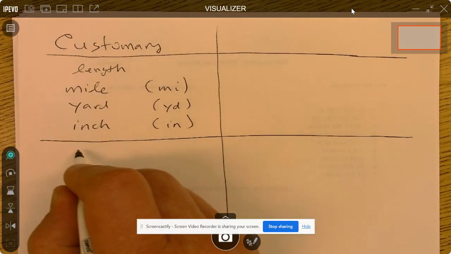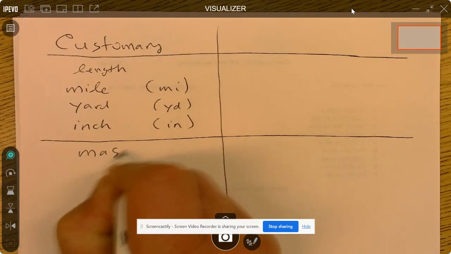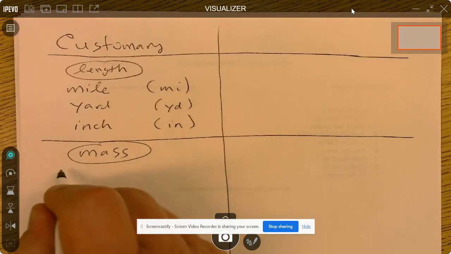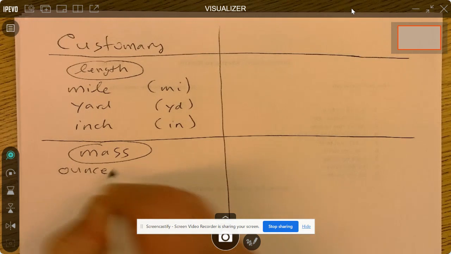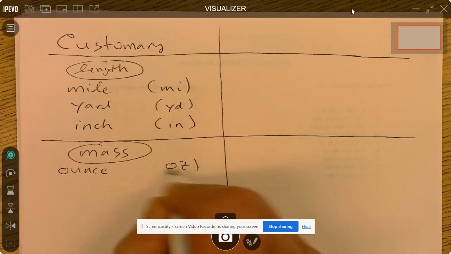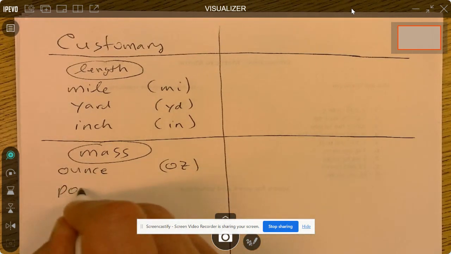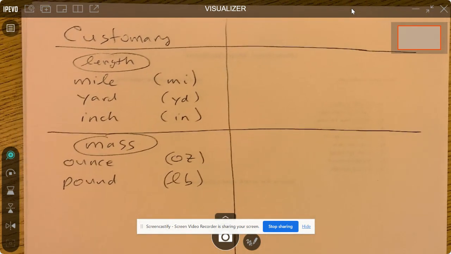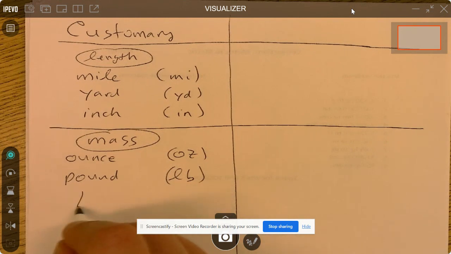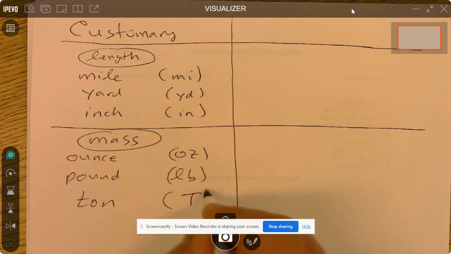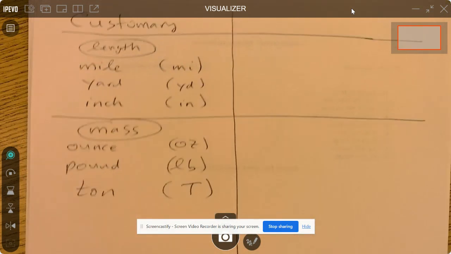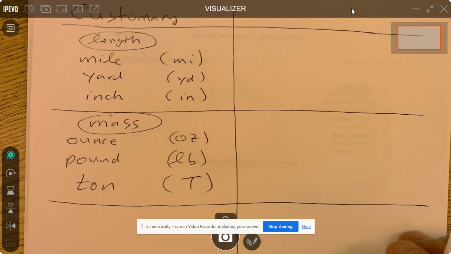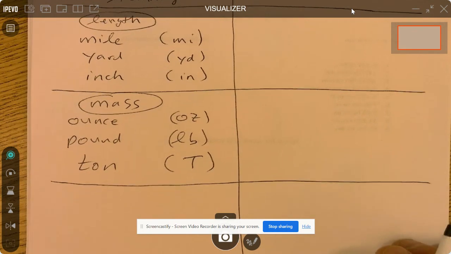The customary measurements for mass, being weight of things, would be things like an ounce, abbreviation OZ, and a pound, abbreviation LB. There's a third mass word we use, which is a ton, and I believe it's a capital T. A ton is a large amount of weight, very different than a pound or an ounce. So in that case, we went backwards.